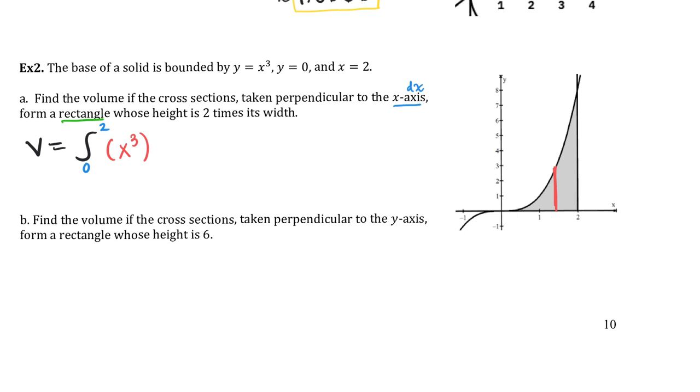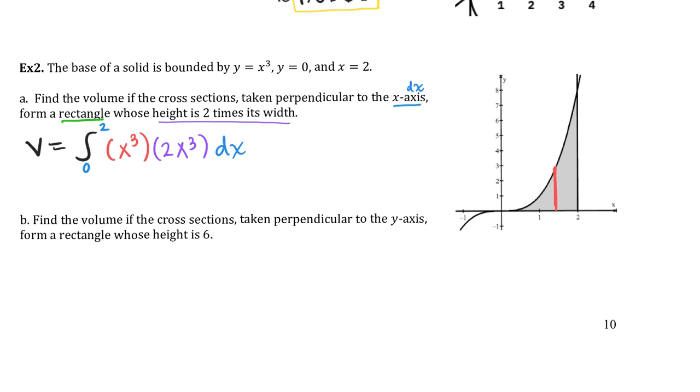Now what about the second side of my rectangle? It says the height is twice the width. I don't care which one's width, height, base. It means it's twice the other side. So the first side was x cubed. The second side is going to be twice x cubed. So it's going to be 2x cubed. Then since I'm doing this with respect to x, it's dx. That's my setup.